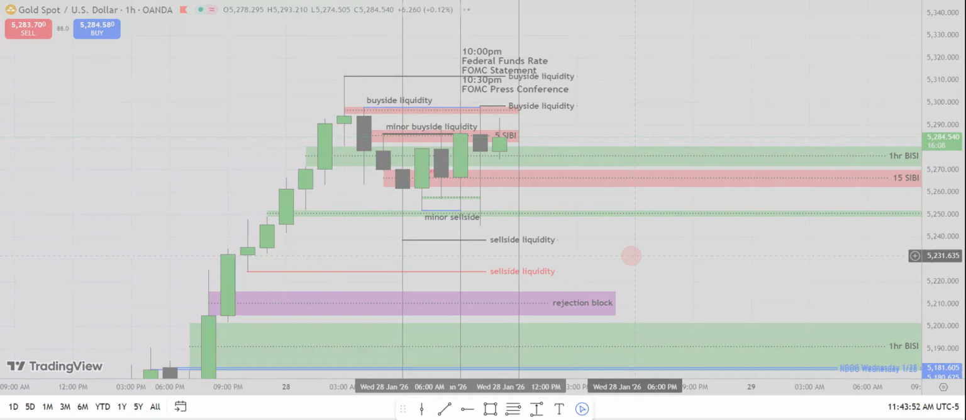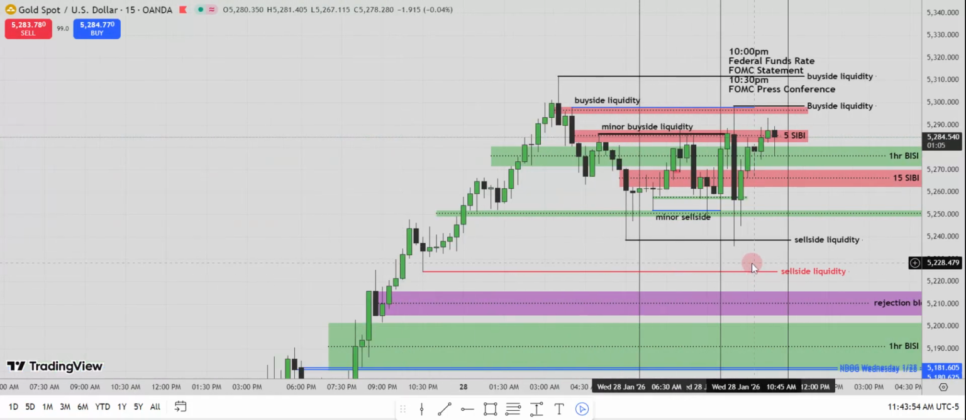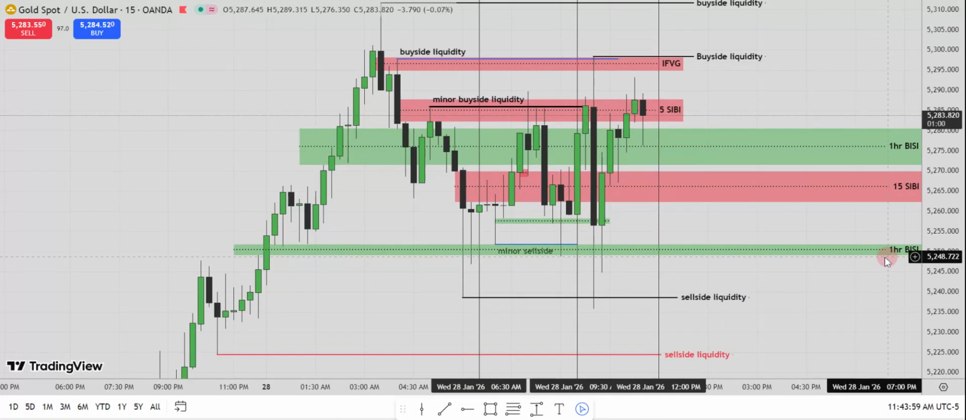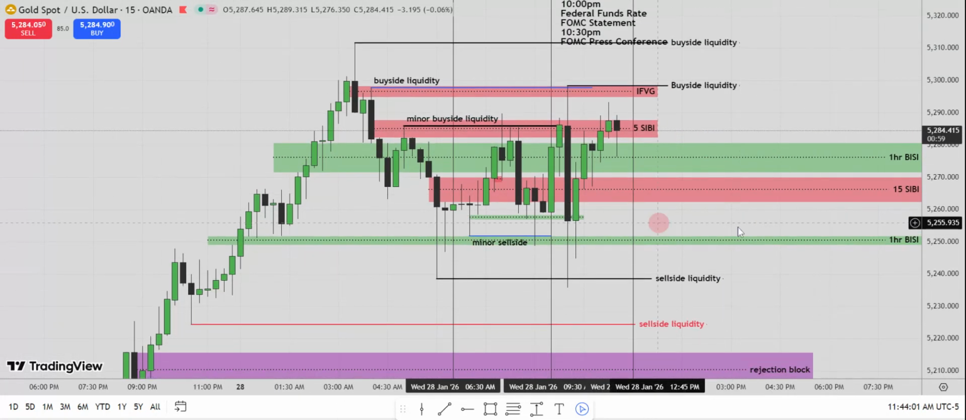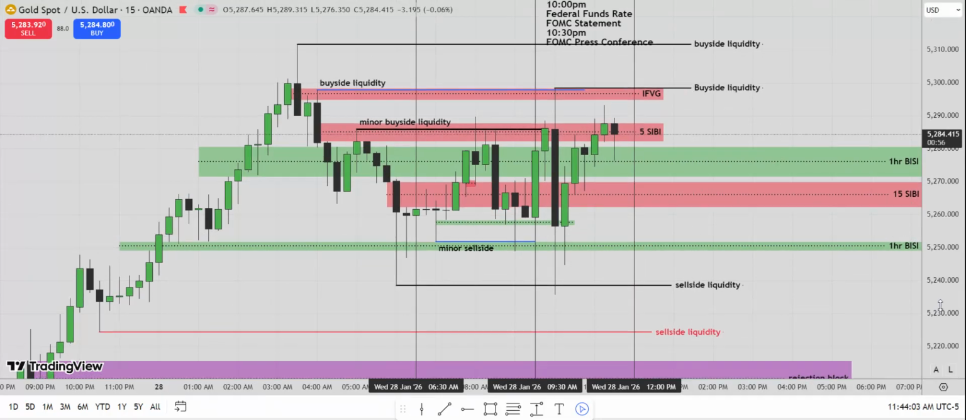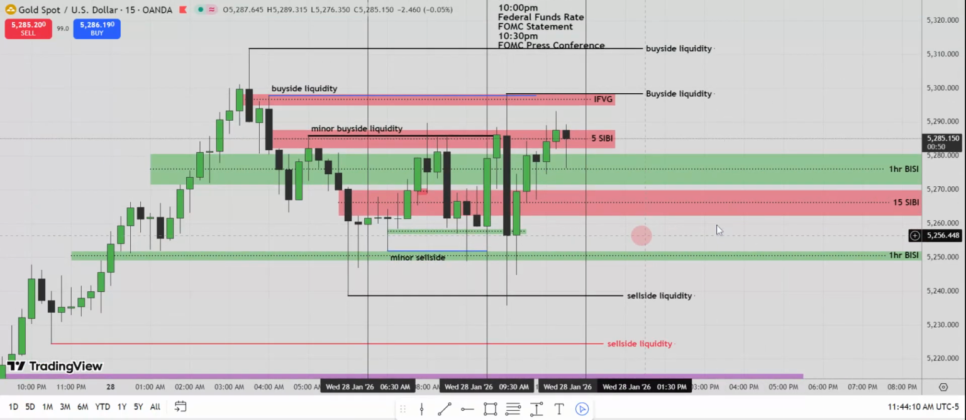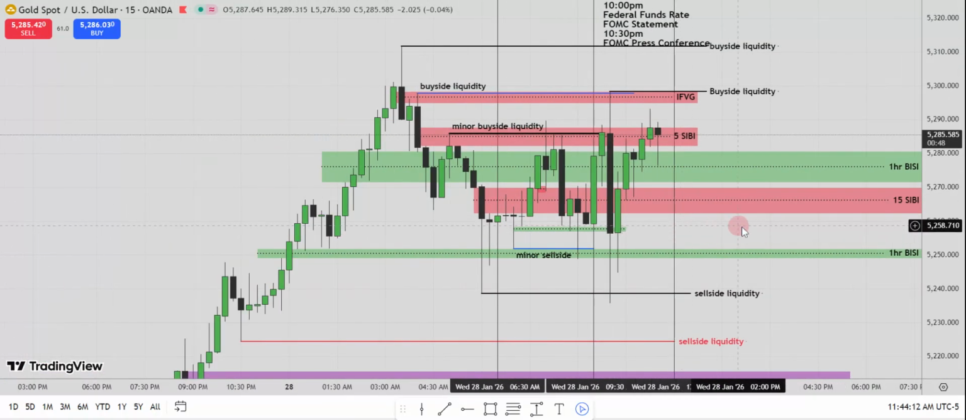I will switch to the 15 minutes time frame just to mark out the liquidity zones and other PD arrays. If there is a lot of noise in the background, you have to forgive me. Sorry, I have a lot of neighbors who are making noise.